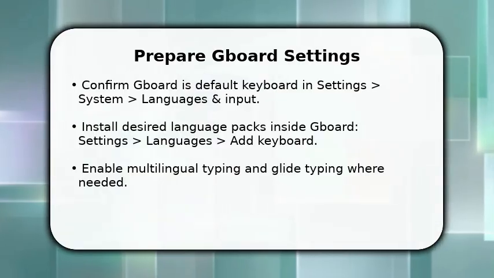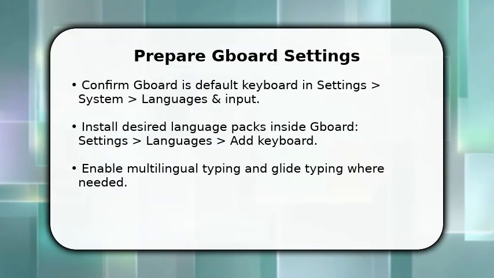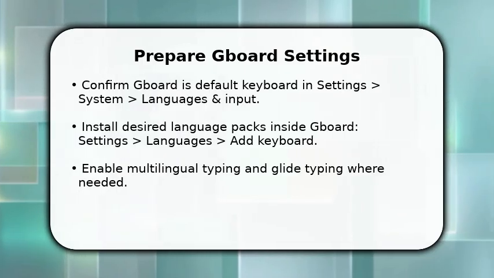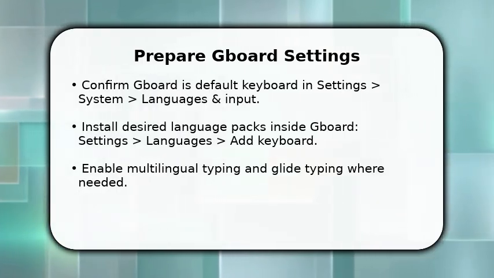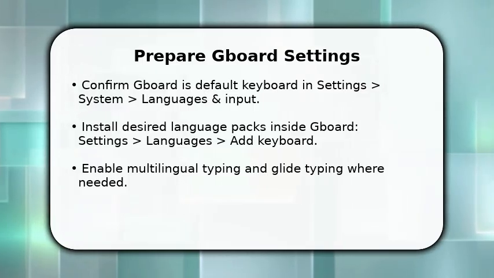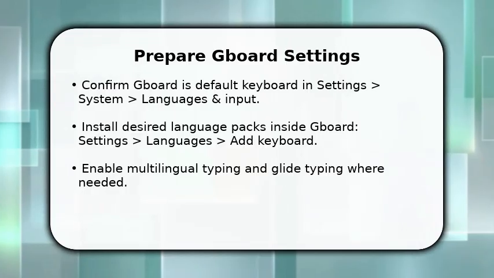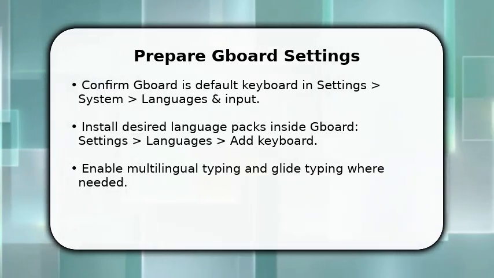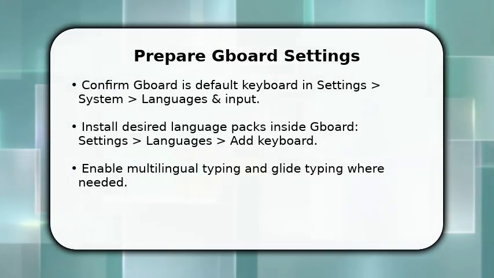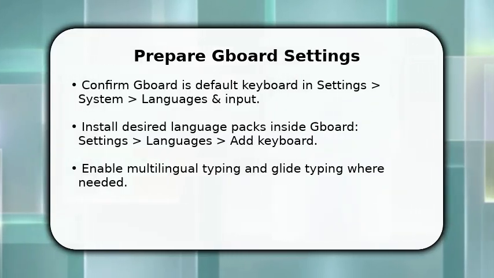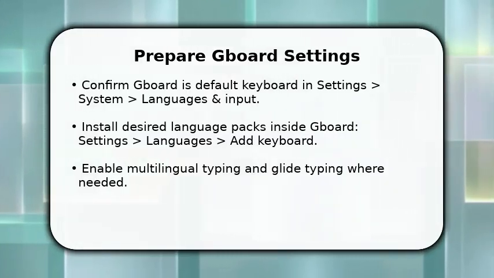You'll start by making sure Gboard is the active keyboard and the languages you need are installed. Open Settings, set Gboard as default, then open Gboard's languages and add each language keyboard. Once done, enable multilingual typing and glide typing so predictions work across languages. You're doing this to ensure Gboard has the language models locally and the input modes turned on. Without those, corrections and suggestions won't appear.